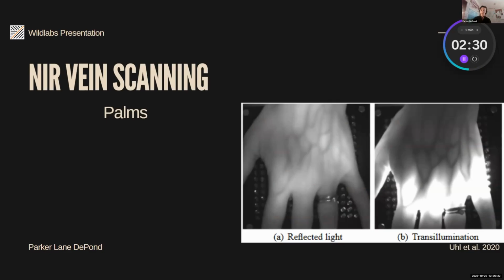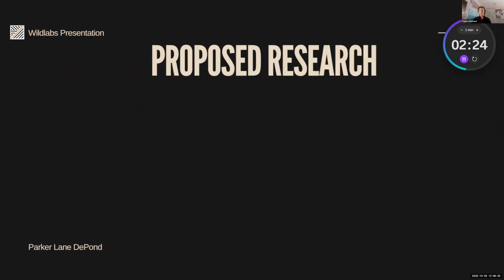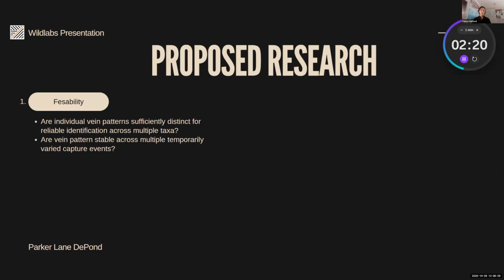So in the interest of time, I'll move on to my proposed research, which is broken down into four parts, essentially. The feasibility of it. There haven't been any research or studies done essentially using this technology across different species or multiple taxa. And so the first question I need to ask is, can you get a sufficiently reliable detection across multiple taxa and species? And are those stable enough across long time frames from months to years? Can you repeatedly identify the same individual?